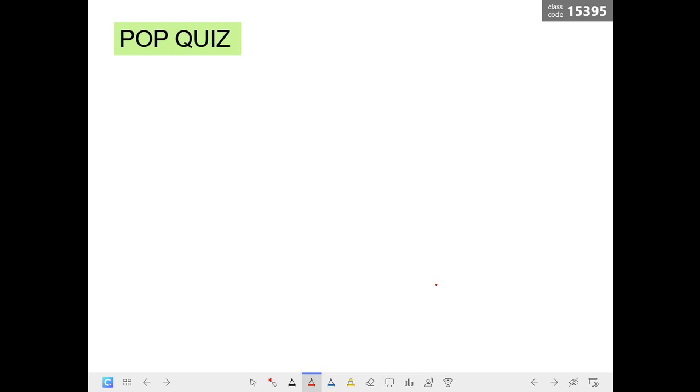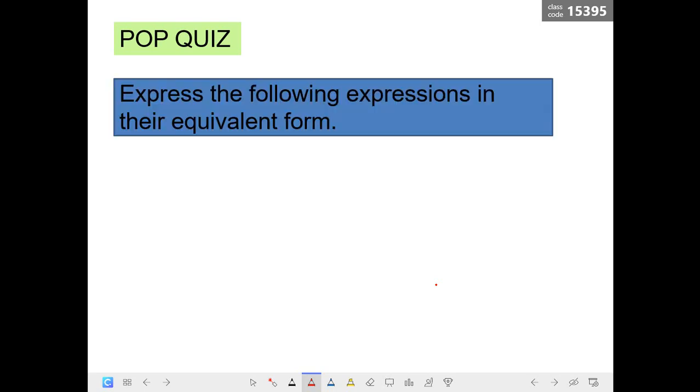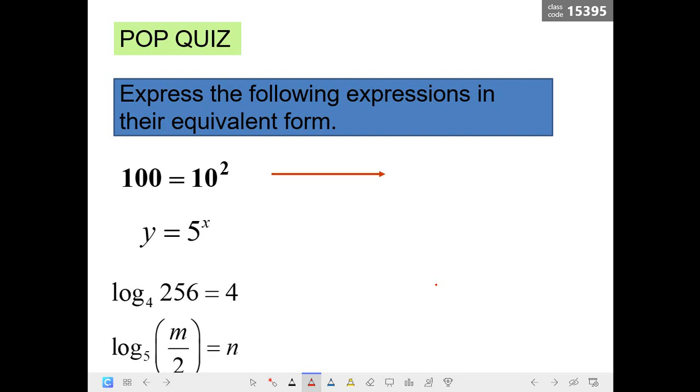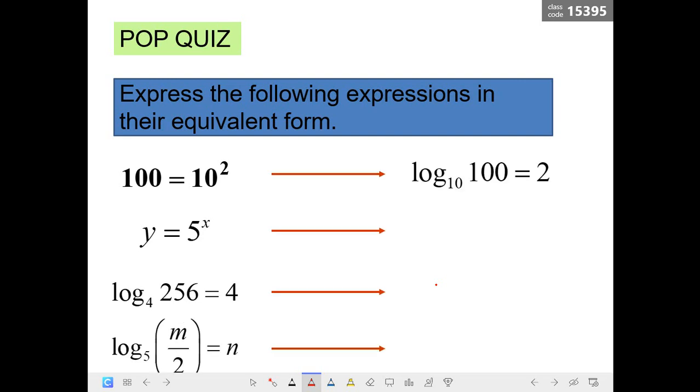And check the pop quiz. Okay, we'll do together. Pop quiz. Express the following expressions in their equivalent form. 100 equals 10 squared, and then 100 can be written by changing to log: log 100 to the base 10 is equal to 2.